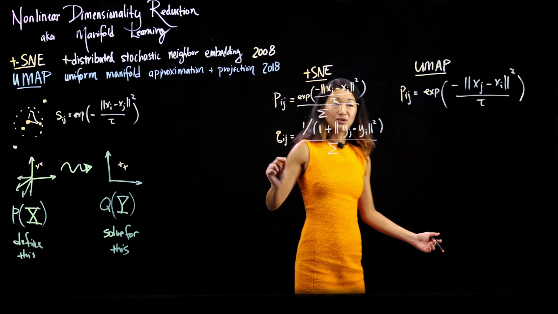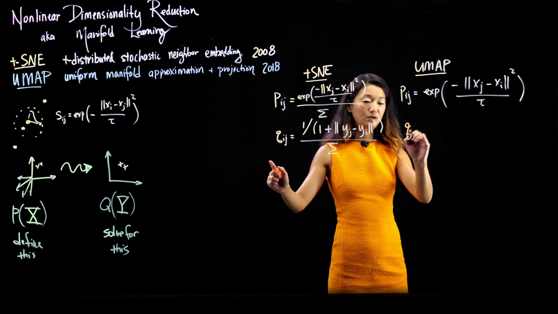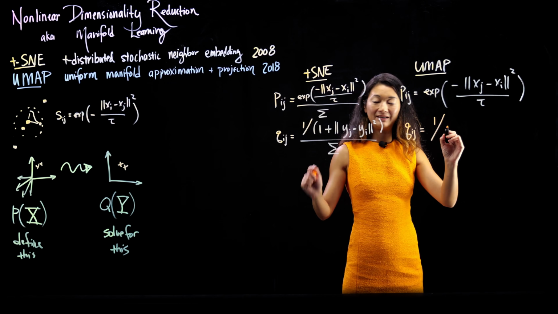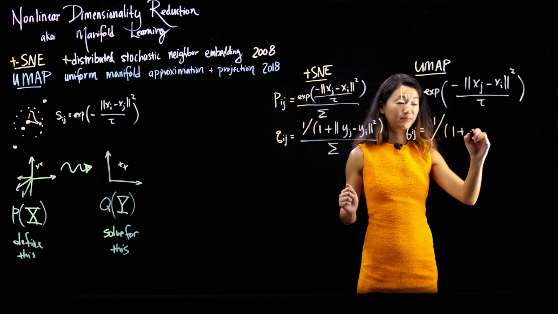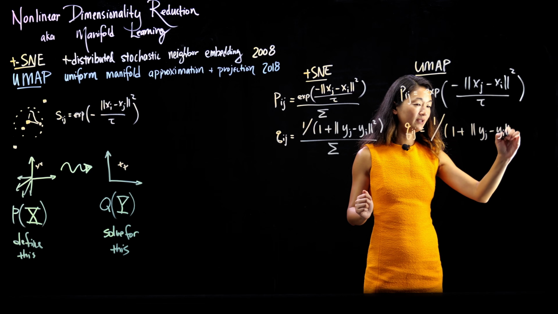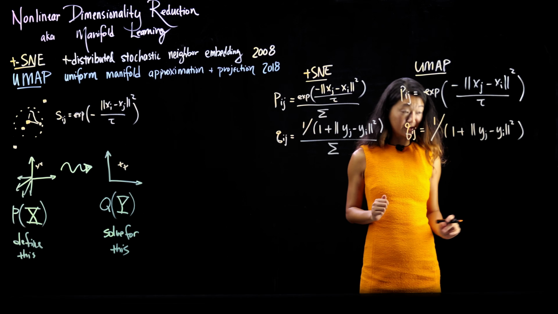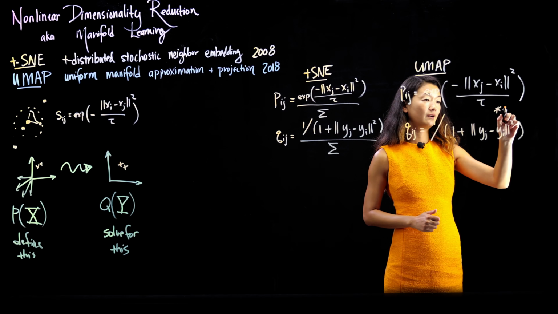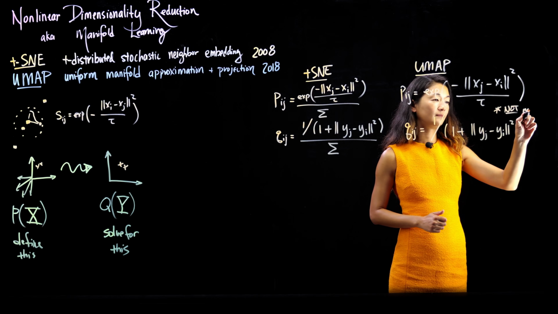Now, maybe this will not surprise you. The definition of Q in UMAP is very similar. It's exactly the same thing, except we're not going to normalize it, just like before. Okay, we're going to take y sub j minus y sub i, take the norm of that, and that's it. That's what we're going to do. So here with UMAP, both of these things are not normalized.